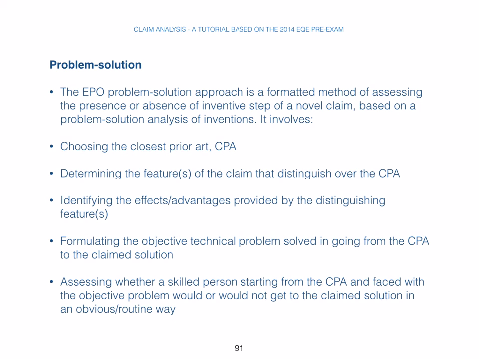Here are a few comments about the problem and solution approach. The closest prior art, which was the subject of question 19, is very important. The choice and justification of the closest prior art is extremely important in the EQE opposition paper C, and choice of the closest prior art is something that you really must work on to perfect.